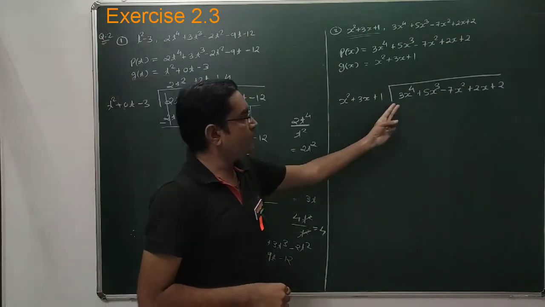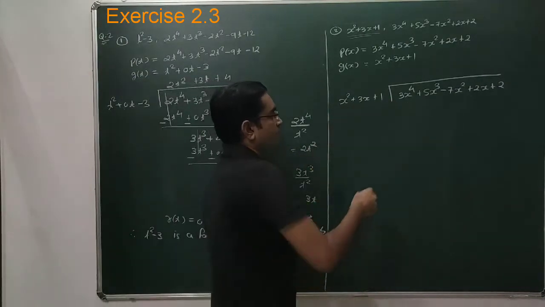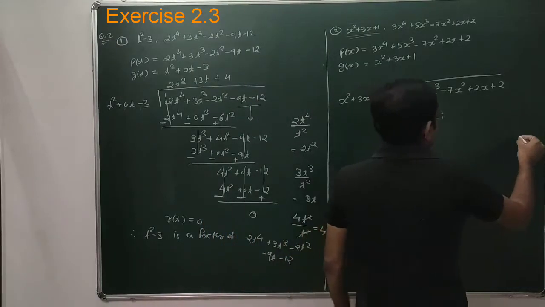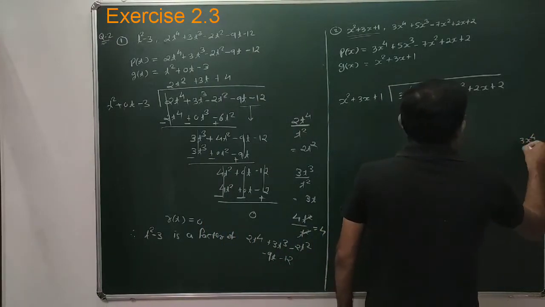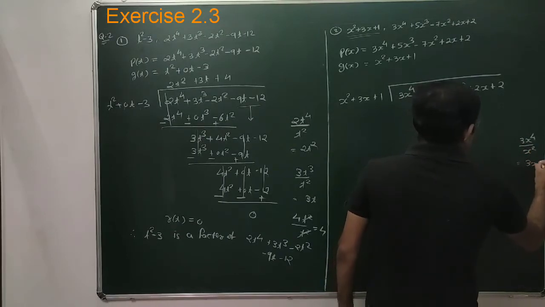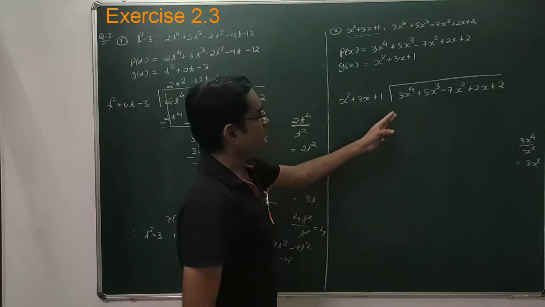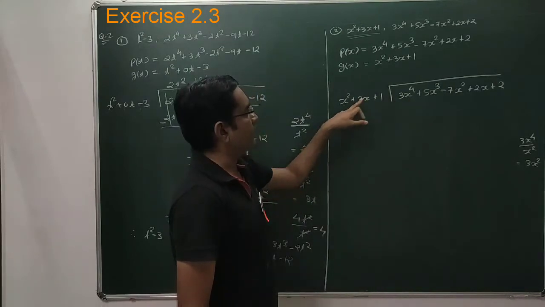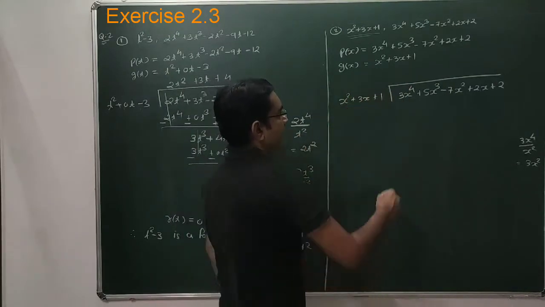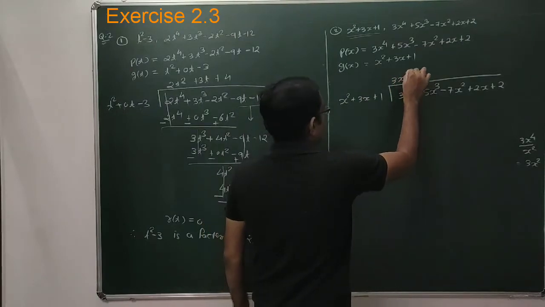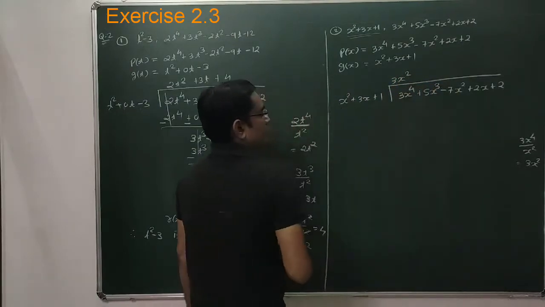For long division you have to consider the division of these leading terms. So leading terms are 3x raised to 4 divided by x square. It's a 3x square. 3x raised to 4 divided by x square, so 4 minus 2 power is the x square. So it's a 3x square. You write this 3x square in the quotient part.